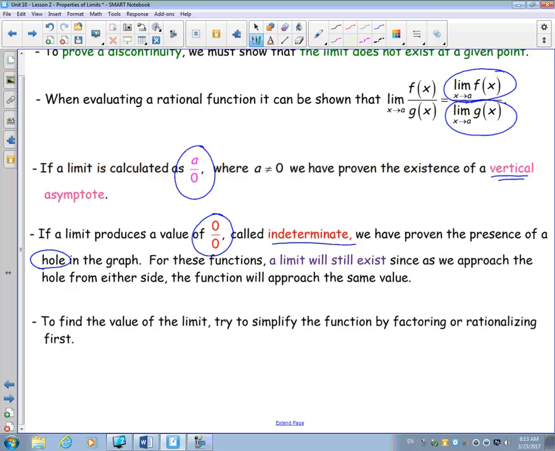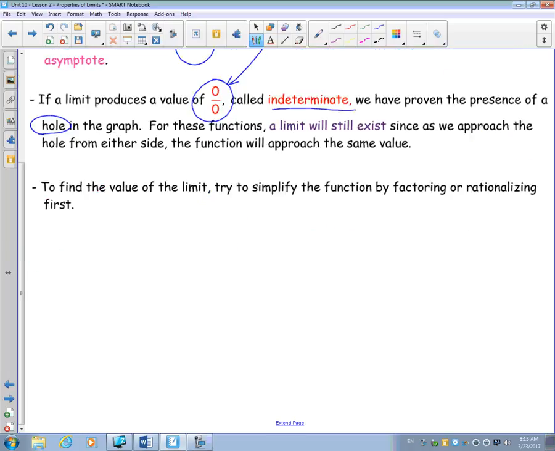We're either going to get a number, something over 0, or 0 over 0. For the ones where you get the hole, 0 over 0, the limit still exists. And you can actually calculate it, since from the left and the right hand side you're approaching a number. Okay. But to find that limit, to find that value, you have to actually do a little bit of work, because 0 over 0 is not a value, right? So to do a little bit of work, we're going to have to try to simplify the function by factoring or by rationalizing first. We're going to make the function easier to work with first.